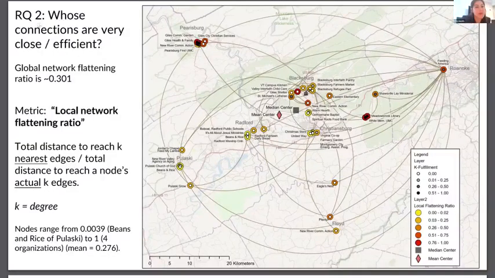Our question that we wanted to answer in a different way here was whose connections are very close or efficient, and that is a continuation of the K fulfillment. The global network flattening ratio for this network is 0.301. The global flattening ratio is simply the amount of distance it would take to connect everyone holding the degree distribution the same, versus the amount of distance that it actually takes. This is a stochastic method, so this can change a little bit, but it means that our network efficiency is at about 0.3.